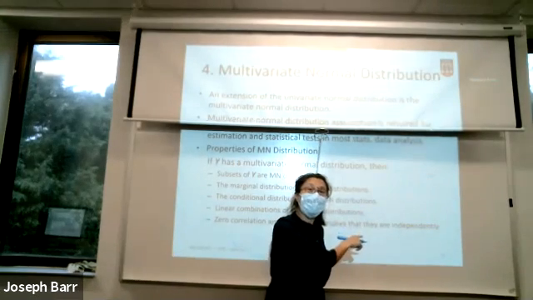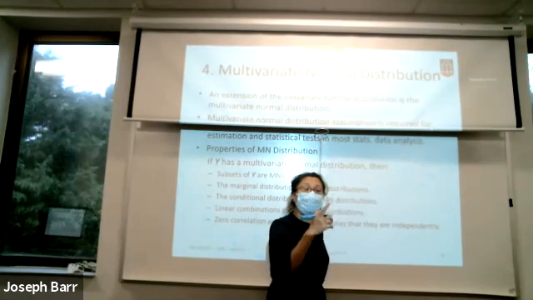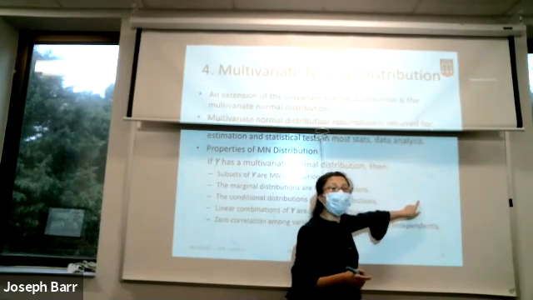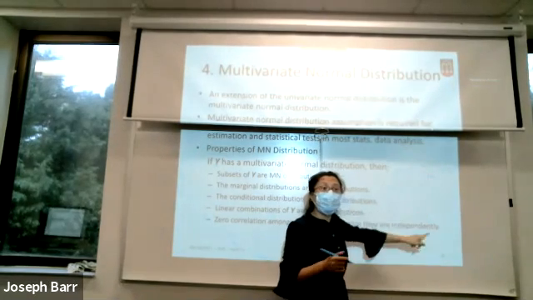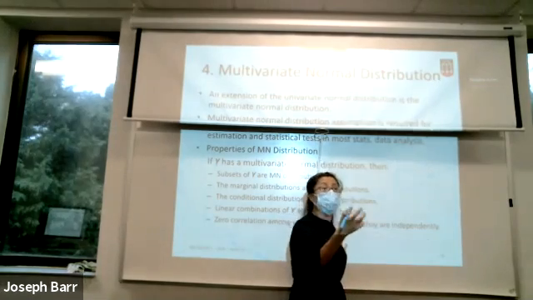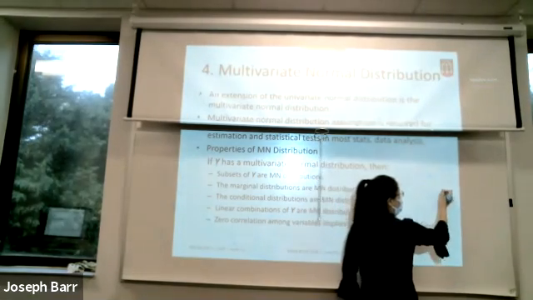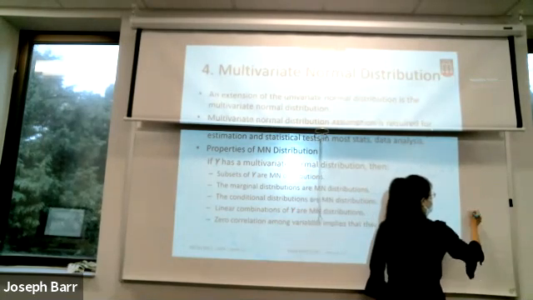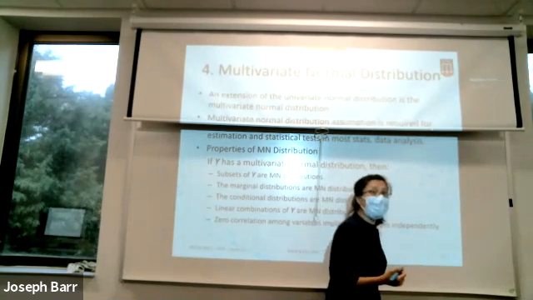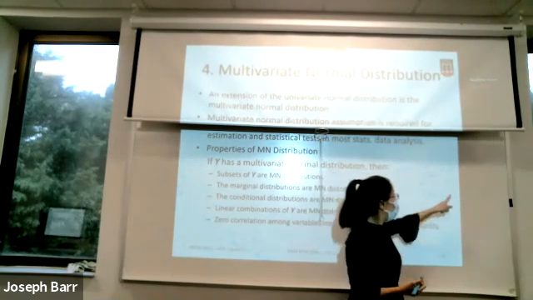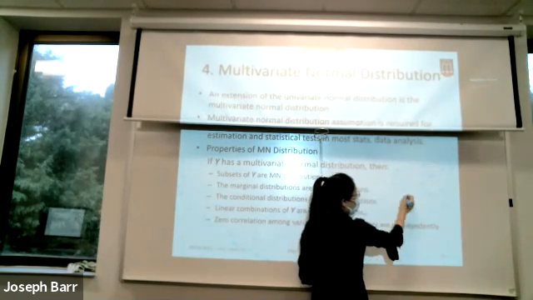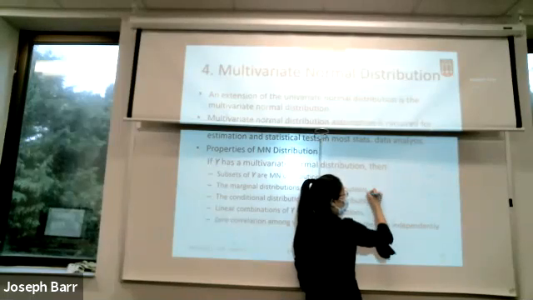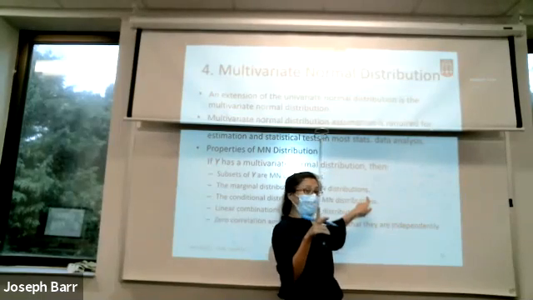What is the dimension of this matrix? If k is 2, what is the dimension of this sigma covariance matrix? It's 2 by 2. That means we have 4 elements. What are these 4 elements? Suppose k is 2, then we consider X and Y. We consider these 2 variables together.